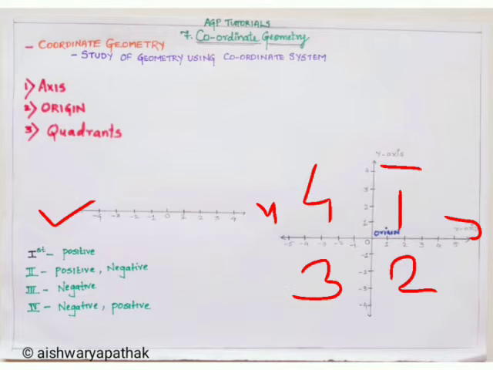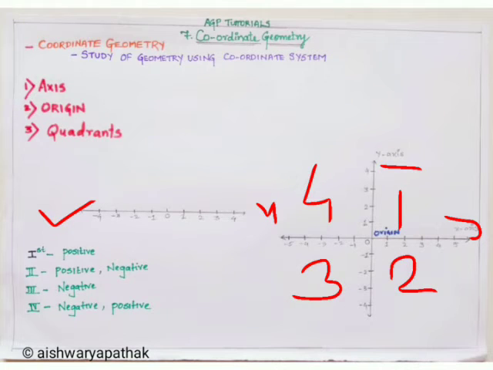Now let us learn which numbers are in which quadrant, that is, whether they are positive or negative numbers. In the first quadrant, the x-axis is showing positive numbers, like you can see here 1, 2, 3, 4. I have circled the 3 and 4 marks. And the y-axis is also showing positive numbers, here 1, 2, 3, 4, 5.